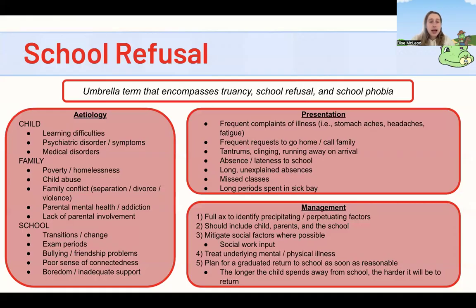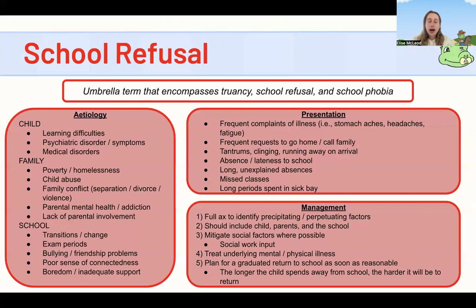Having a look at the family, is there poverty or homelessness? So does the child not have a secure place to live? Are they a victim of abuse? Is there family conflict going on? Or parental mental health and addiction, lack of parental involvement. And then the school itself, is it a period of transition, like from primary school to high school? Is it happening around exams? Is that young person experiencing anxiety, for example? Is there bullying or friendship problems? Does that young person not feel a sense of connectedness to their school community? And are they bored at school or don't have adequate support for their learning needs?